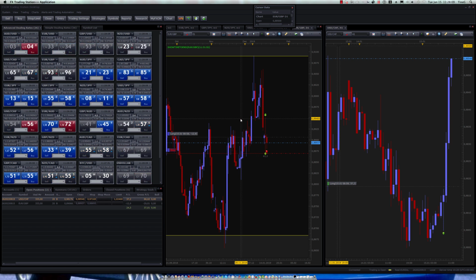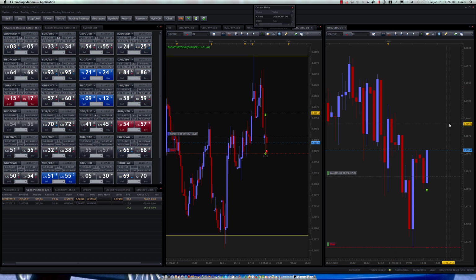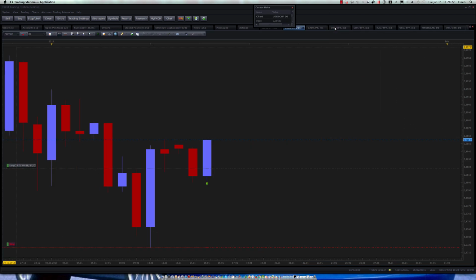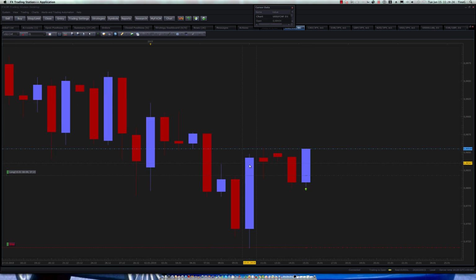I happened to look at it on the daily, and I saw a great signal, which, this is 1 hour, you can see the signal worked out really well. The great signal was a couple of days ago, this candlestick formation.